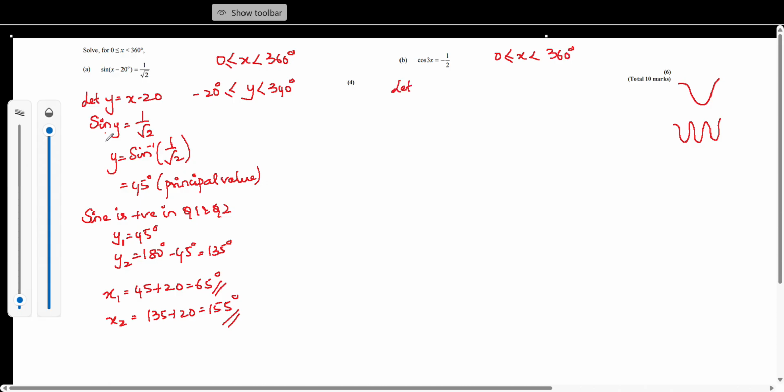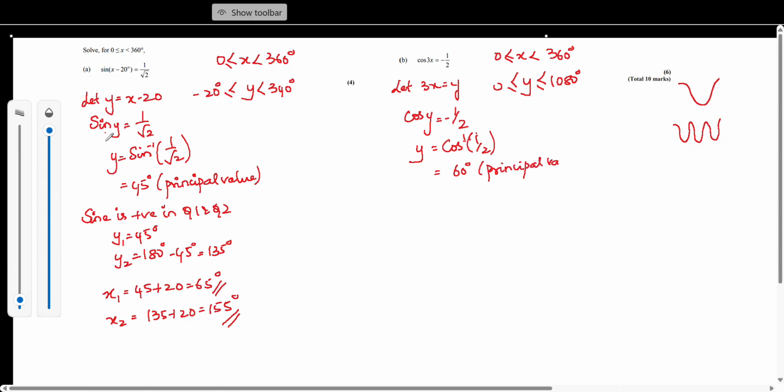Let 3x be y, making cos y = −1/2. So obviously y, which is thrice x, has values up to 1080. When we have a negative here, ignore the sign and just take the inverse of the actual value. Cos inverse of 1/2 is again a prominent value, 60 degrees, again a principal value. The principal value that we get may or may not be one of the solutions to this given problem. It depends on the trigonometric ratio.